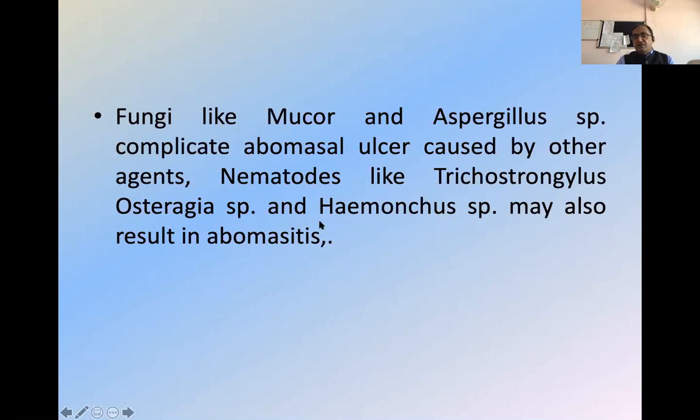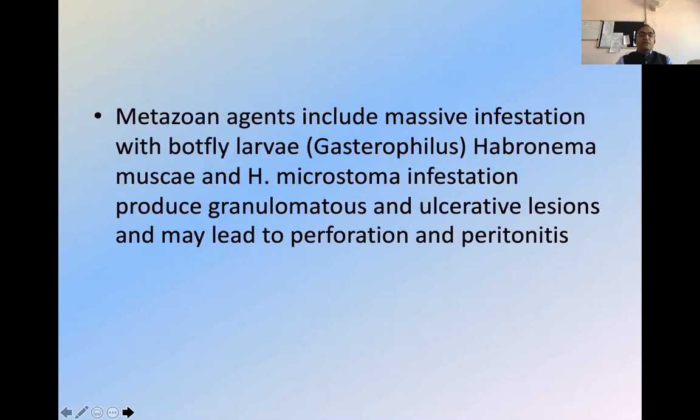These are highly pathogenic worms of sheep and goats. Some of the nematode worms may produce lesions in the abomasum as well as in the small intestine, and are responsible for producing abomasitis. Just keep in mind, these are some of the nematode worms that are responsible for abomasitis.